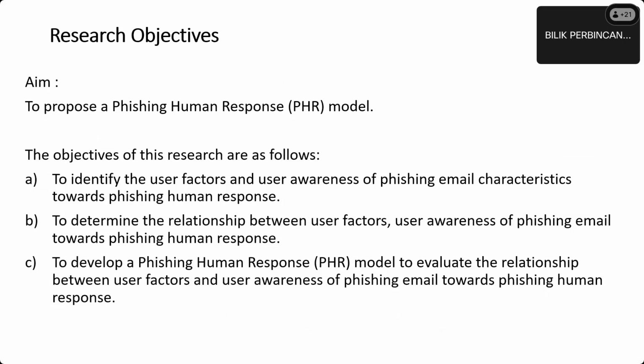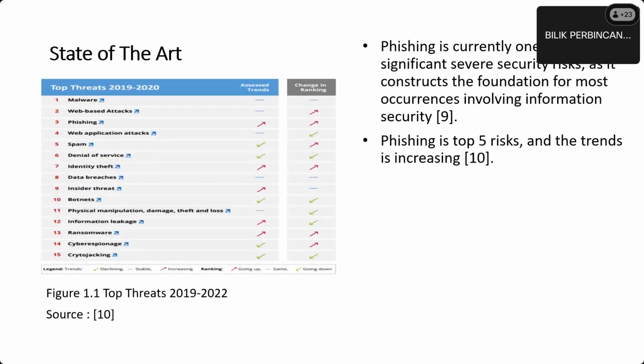And the objective, first, is to identify the user factors and user awareness of phishing email characteristics towards phishing human response. The second is to determine the relationship between user factors and user awareness of phishing email towards phishing human response. And the last one, we want to develop a phishing human response model, the PHR model, to evaluate the relationship between user factors and user awareness of phishing email towards phishing human response.